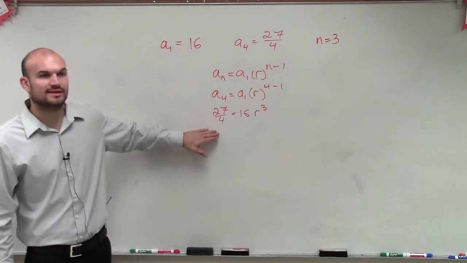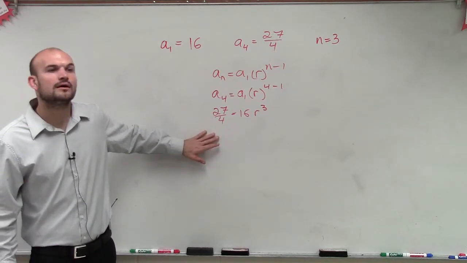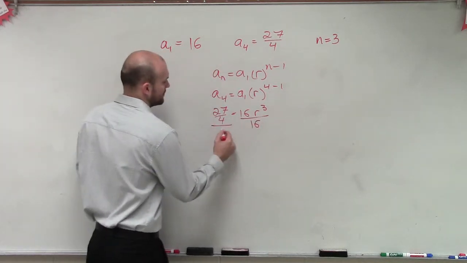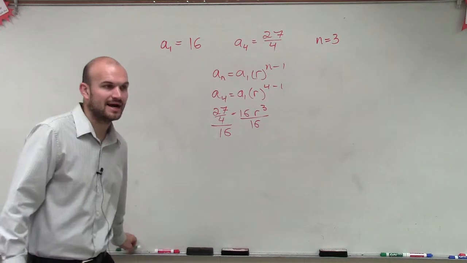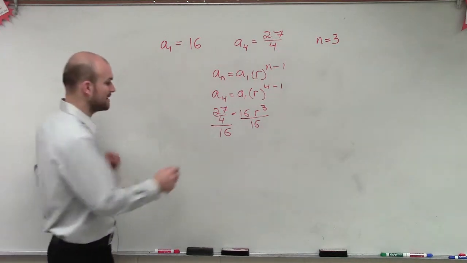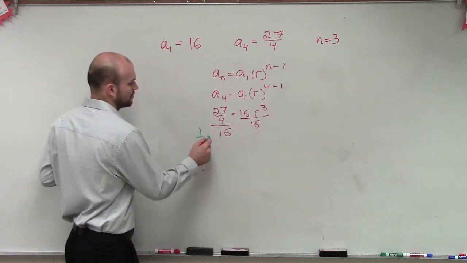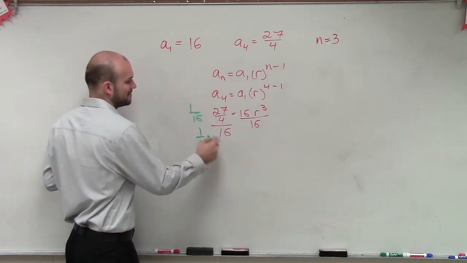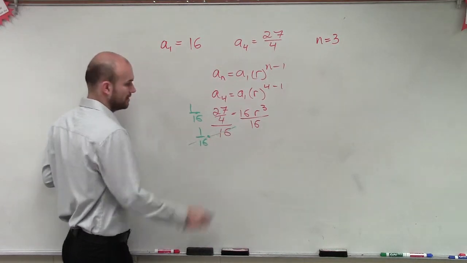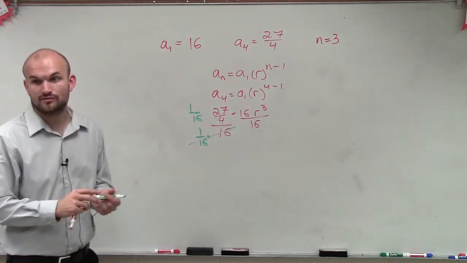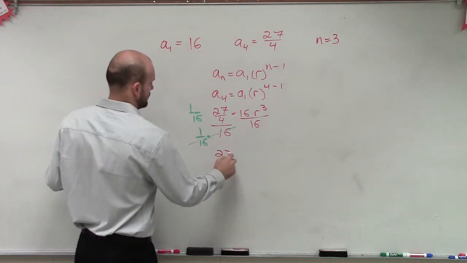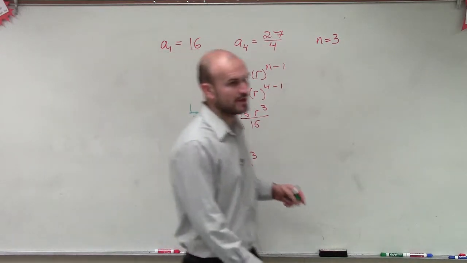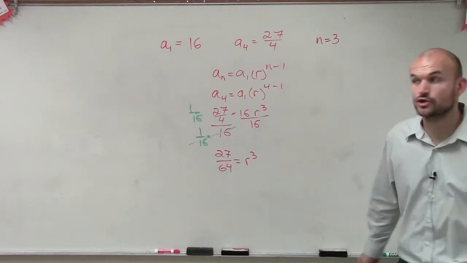Now that we have it written like this, is it possible to solve for r? Of course it is, ladies and gentlemen. Let's divide by 16. Remember, dividing by a number is the same thing as multiplying by its reciprocal. So I'll just multiply by the reciprocal on the top and bottom. That means that goes to 1. This gets over to 27 over 64. So we have 27 over 64 equals r cubed.